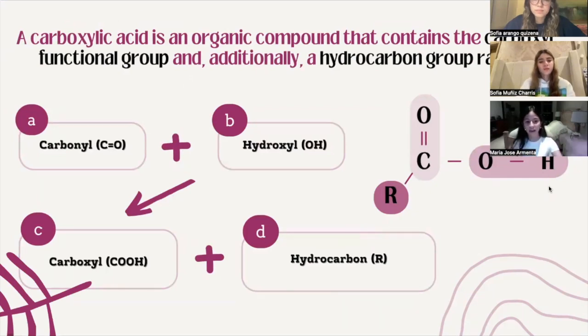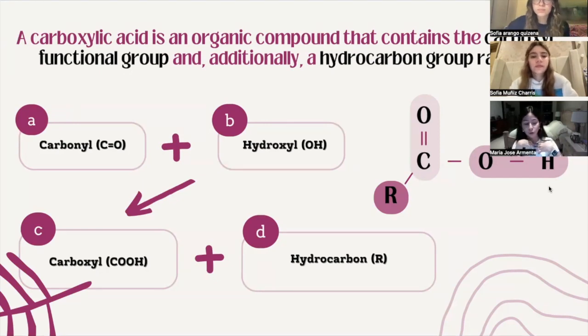First, we have a carbonyl. A carbonyl is a carbon that is double covalent bonded to an oxygen. And we also have a hydroxyl group, that is an oxygen that is single bonded to a hydrogen. Now, when these two come together by means of the carbon that they share, we have a carboxyl, and that is the carboxyl group that we are referring to in the definition. Now, this carboxyl is not alone. By the way, it has the formula of COOH, which will become familiar in the future.